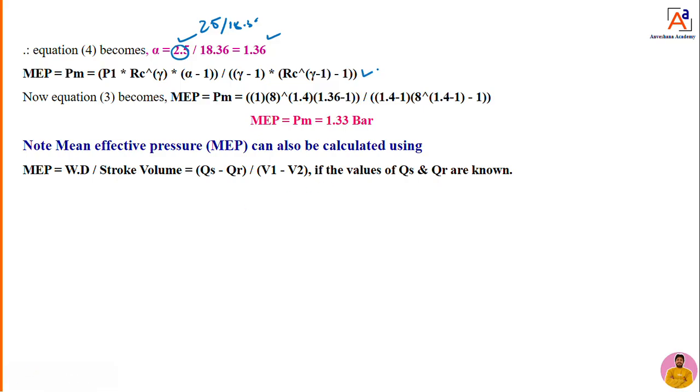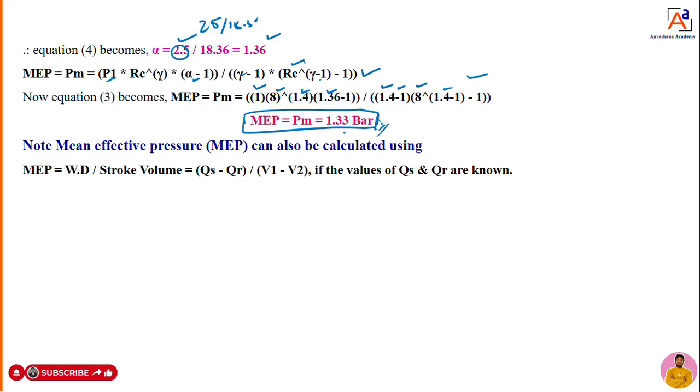This is the equation for mean effective pressure. Substitute all the values now. P1 is 1 bar, Rc is 8, which you already calculated, gamma is 1.4, then the explosion ratio is 1.36, which you already calculated, minus 1. Again gamma 1.4 minus 1, then Rc is 8, then gamma 1.4 minus 1. Substitute all the values and simplify, and you are going to get the mean effective pressure Pm equal to 1.33 bar. Dear students, this is how to calculate the mean effective pressure.